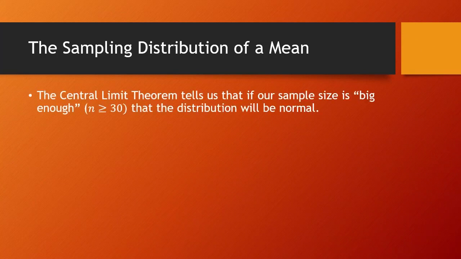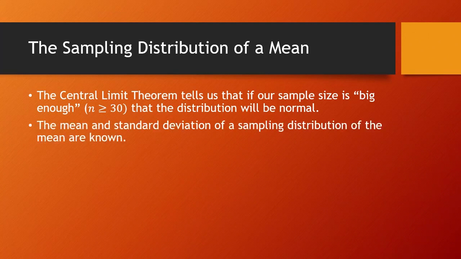The central limit theorem tells us that if our sample size is big enough, and by big enough, statisticians usually mean at least 30, the distribution will be normal. Well, in this example, we have 64 students, so the sampling distribution of the mean should be normal. The mean and standard deviation of a sampling distribution of the mean are known. Mathematical statisticians have figured this out for us. And here's what they have figured out.